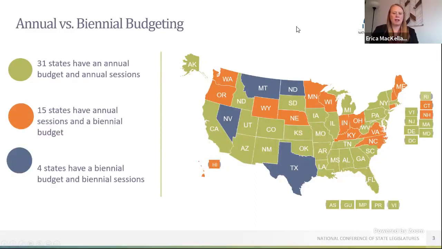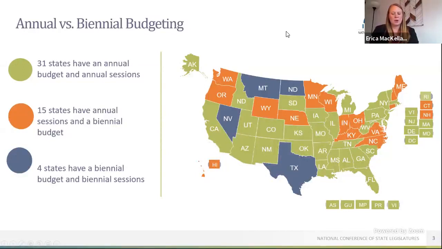The argument for a biennial budget is usually that states spend a lot of time passing their budget. It's usually the main thing that a legislature has to do every session. The argument is that it takes a lot of time and a lot of attention of lawmakers. And if you budget every 2 years, the idea is that you might have more time in those off years to deal with other legislative issues, other policy and priority issues.